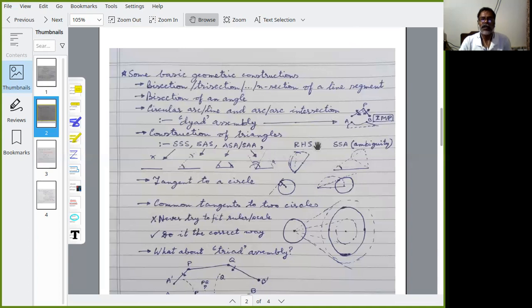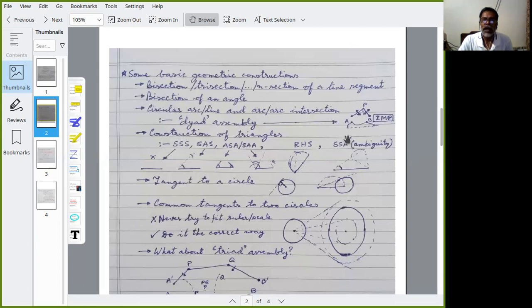RHS is the other congruence rule, that is right angle, hypotenuse, and one side. Okay, so there you use the fundamental theorem of circles, that is, the angle in a semicircle is a right angle. So you draw the hypotenuse and take that as a diameter, make a semicircle, and then cut the length of one of the given sides, and that's the third one.